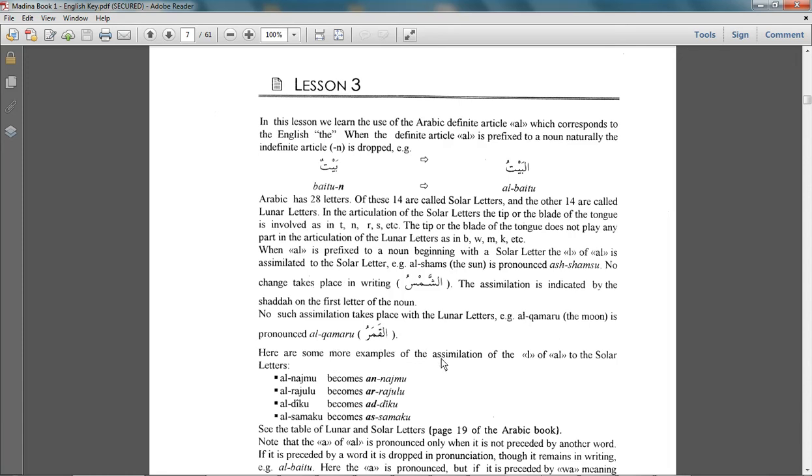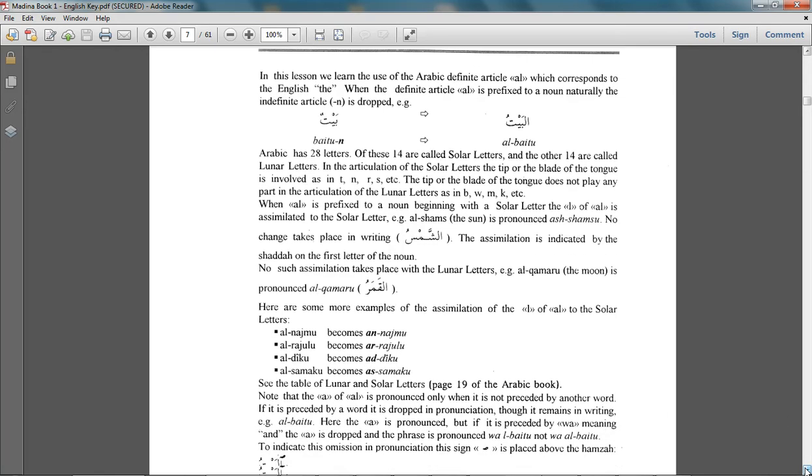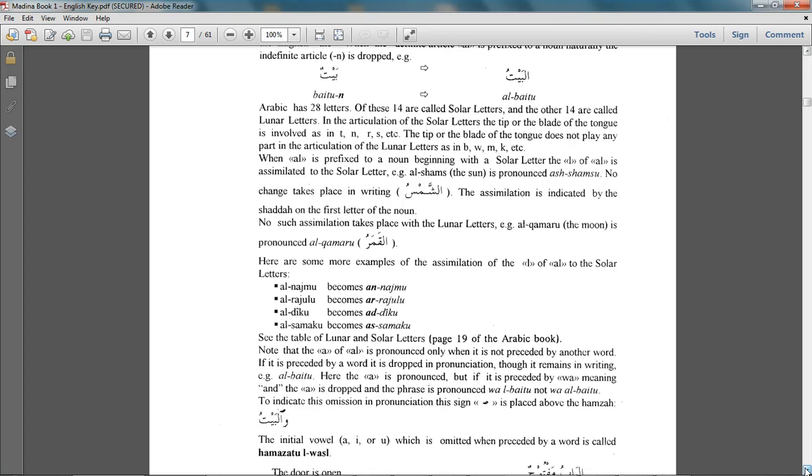Here are some more examples of the assimilation of the lam of al to the solar letters. Al-najmu becomes an-najmu, al-rajulu becomes ar-rajulu, al-diku becomes ad-diku, al-samaku becomes as-samaku. And in the lesson itself, you will see the examples of the lunar and solar letters.